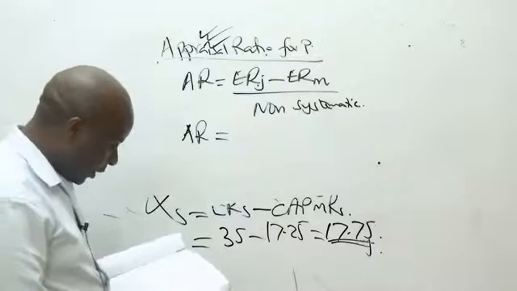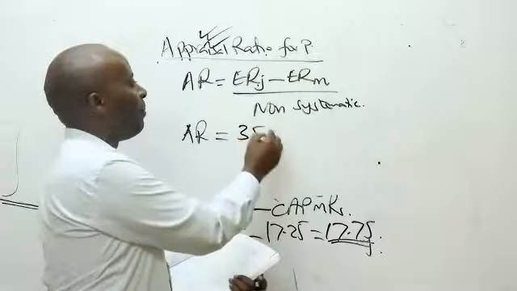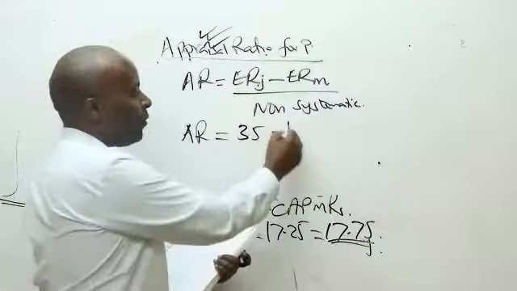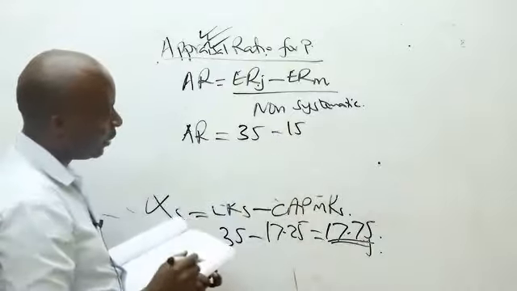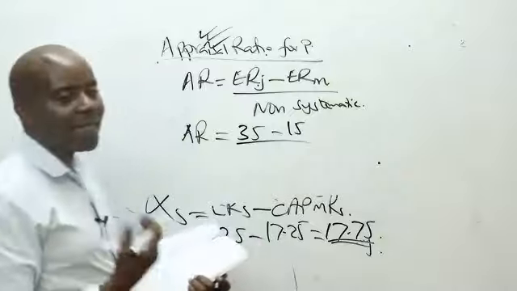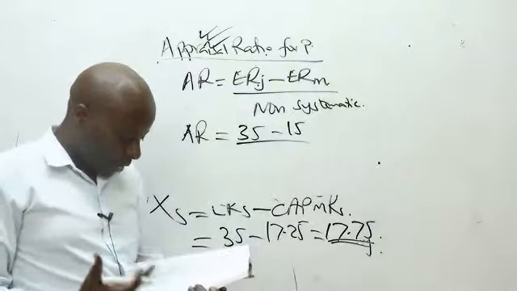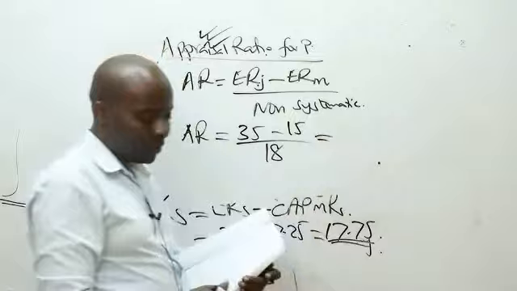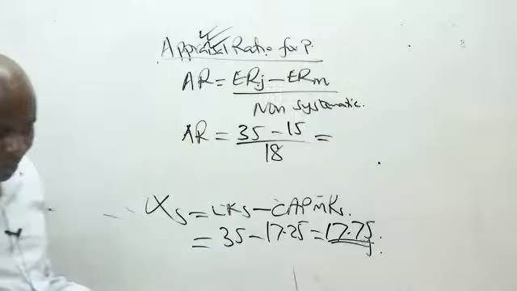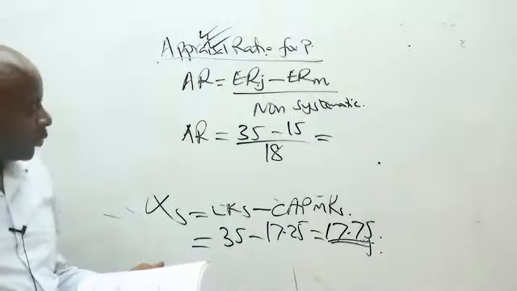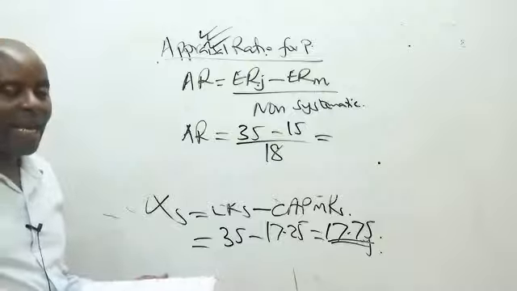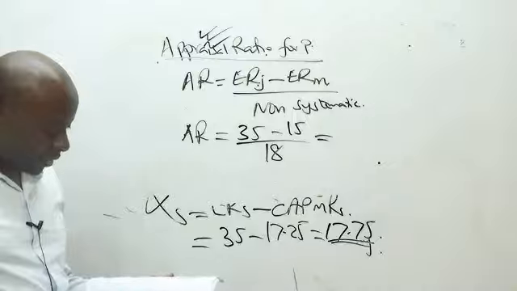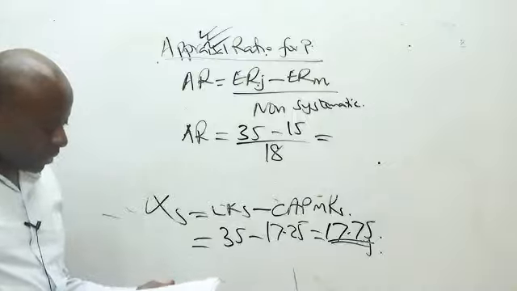You have given me a figure of 35, minus expected returns of the market. Returns of the market have been given down there, 15. All over the non-systematic risk value. The non-systematic risk value for P is 18. So somebody give us an answer. 1.1. And remember, for all these parameters, the higher the better. The one that posts a higher parameter, the better.